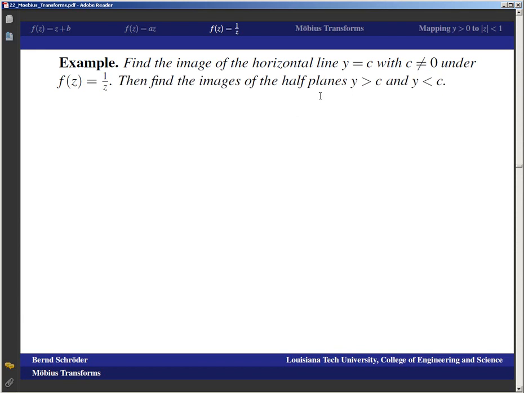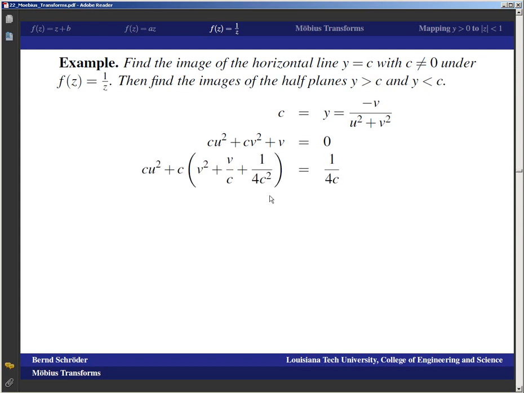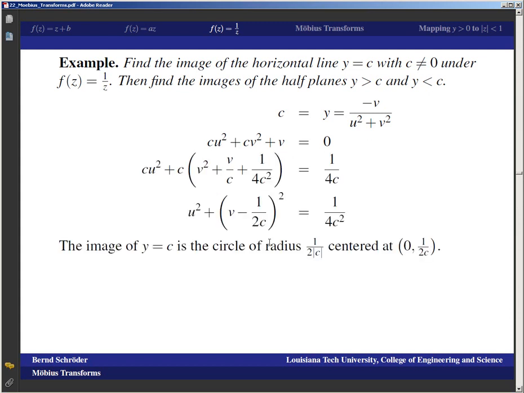And we also want to find the images of the half planes x greater than c, y greater than c, and y smaller than c. Well, again, it's just c equals y, which is negative v over u squared plus v squared. Same computation as before. We bring everything to the left, we complete the square, and ultimately end up with the fact that the image of the line y equals c is a circle of radius 1 over 2c in absolute value this time, right? Because we don't know if c is greater than 0 or smaller than 0. And it's centered at 0, 1 over 2c, coming straight from the equation of the circle.